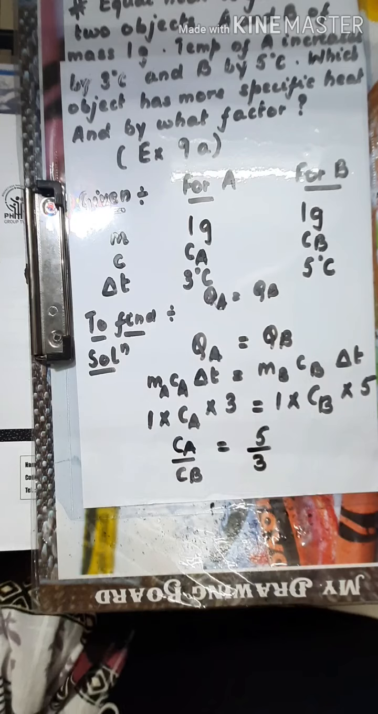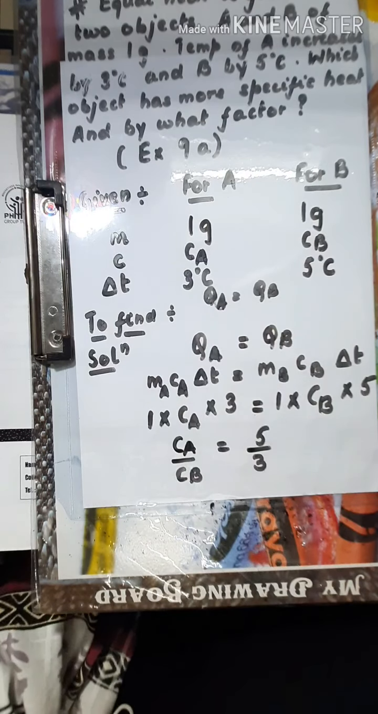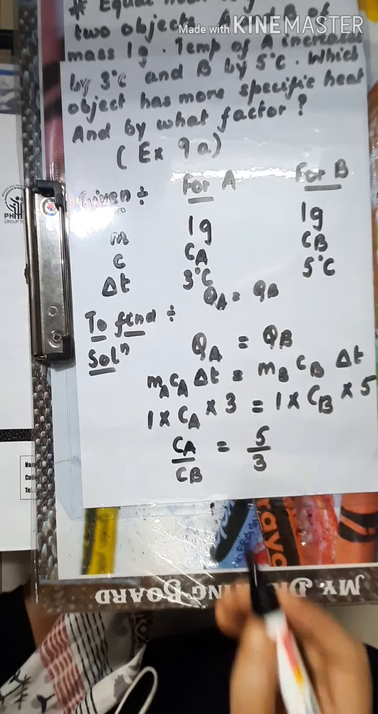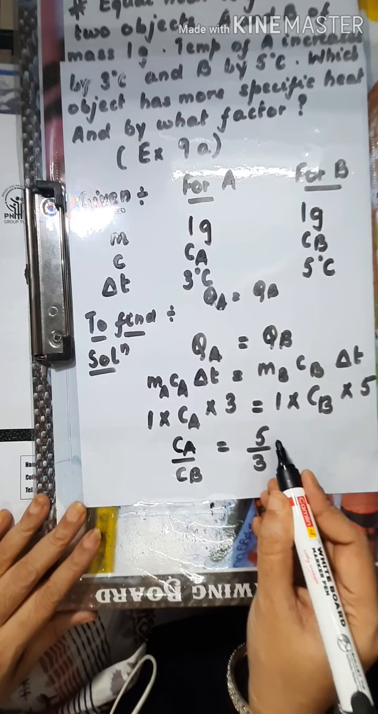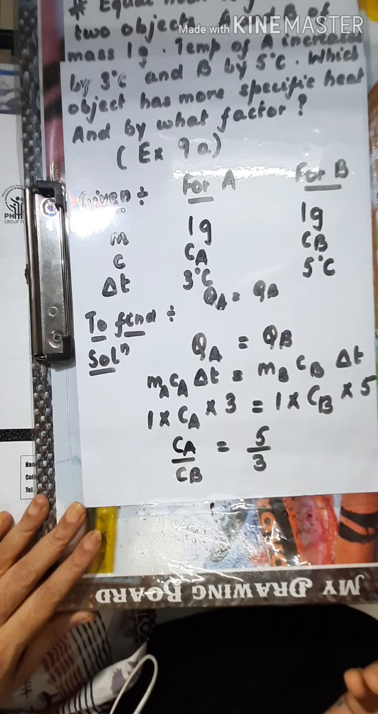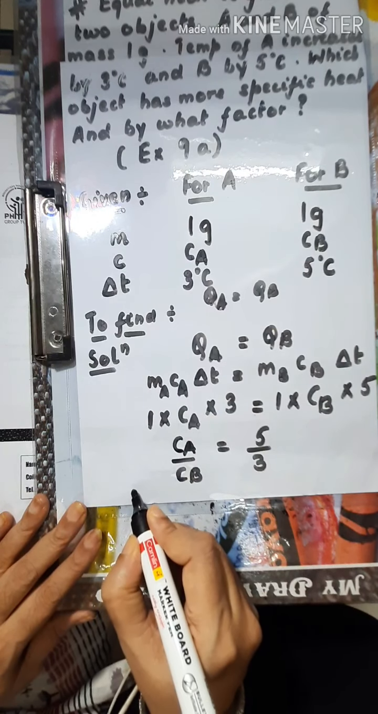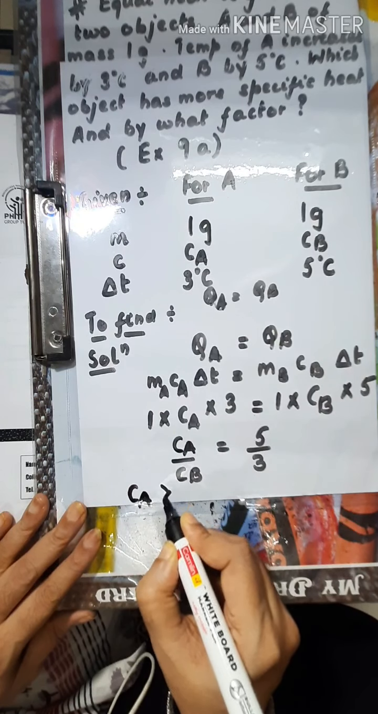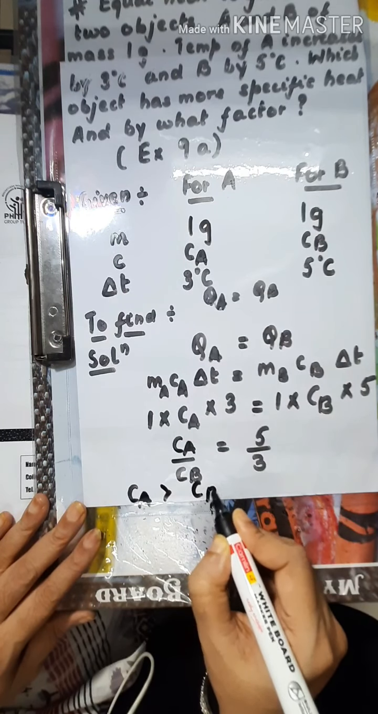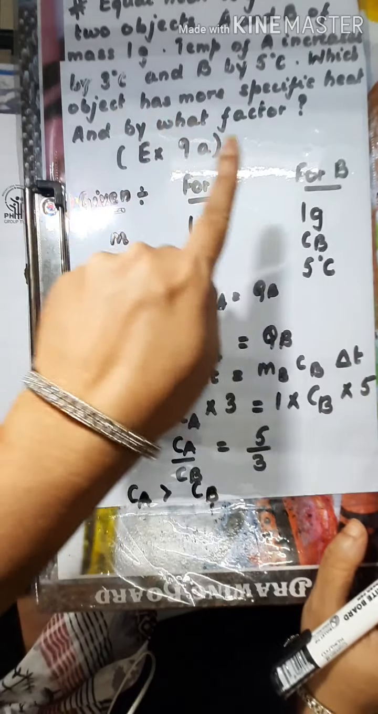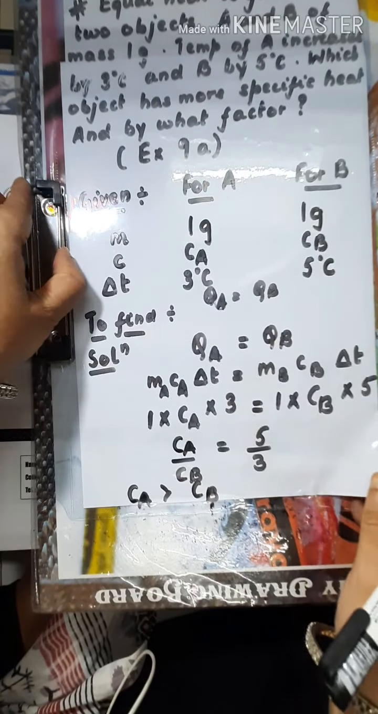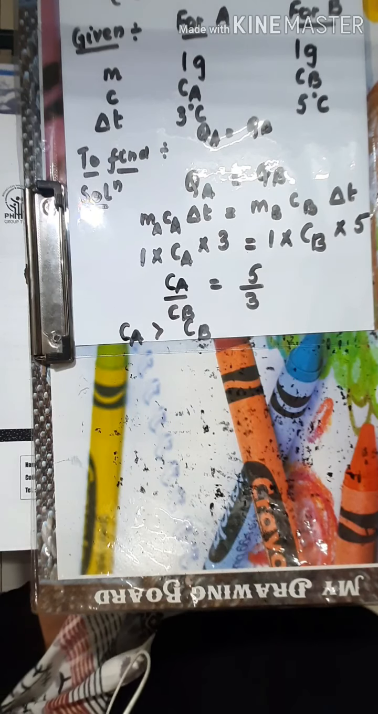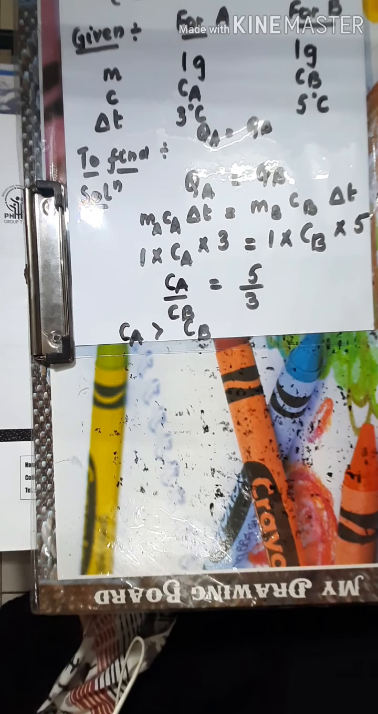Okay, so who has more specific heat? Tell me who has more specific heat, CA or CB? Obviously, the specific heat of A is greater than the specific heat of B. Okay, so therefore, specific heat capacity of A is greater than the specific heat capacity of B. So, which object has more specific heat capacity? That is very important to write. Okay, so we will write which object has more specific heat capacity.